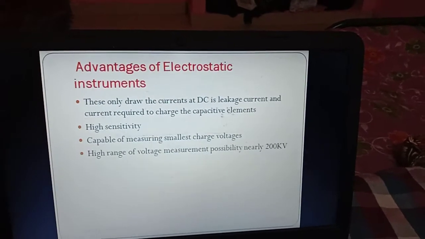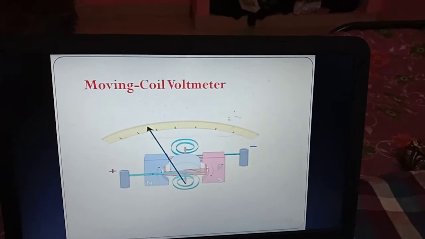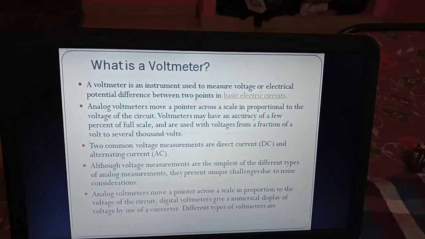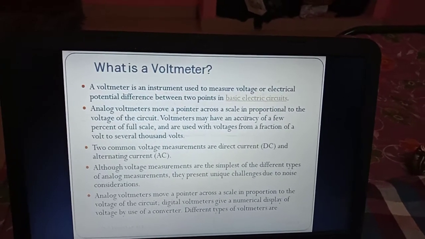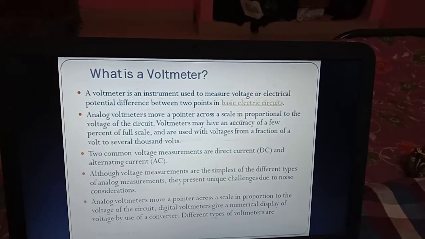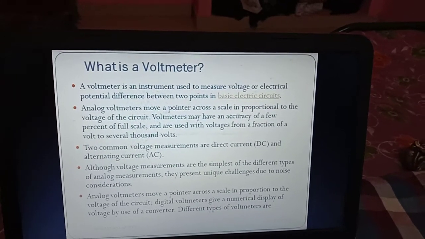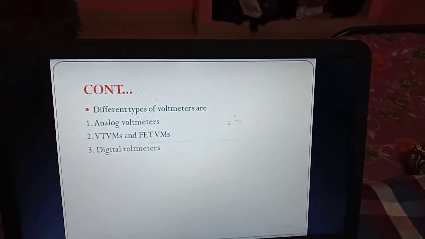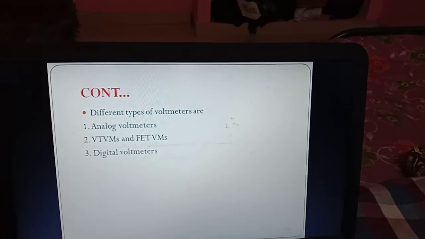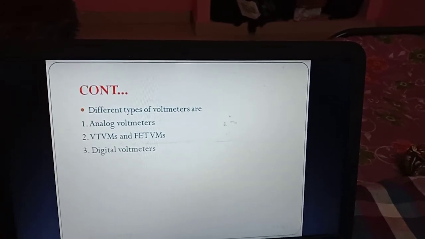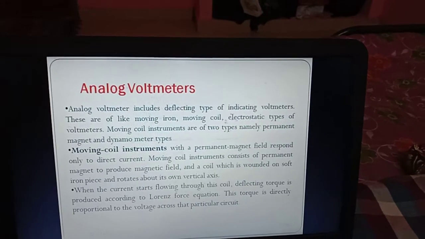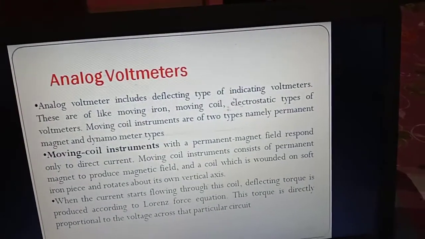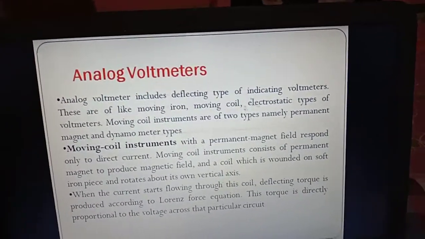So far what we have seen in this class is the voltmeter. What is a voltmeter? A voltmeter is used to measure the voltage or potential difference between points in basic circuits. There are two types of voltmeters: one is used to measure DC voltage and the other is used to measure AC voltage. The various types of voltmeters are analog voltmeters, vacuum tube based voltmeters, FET based voltmeters, and digital voltmeters. Analog voltmeters are used to measure analog voltage. In this we are using two types: one is the moving coil and the other is the moving iron.